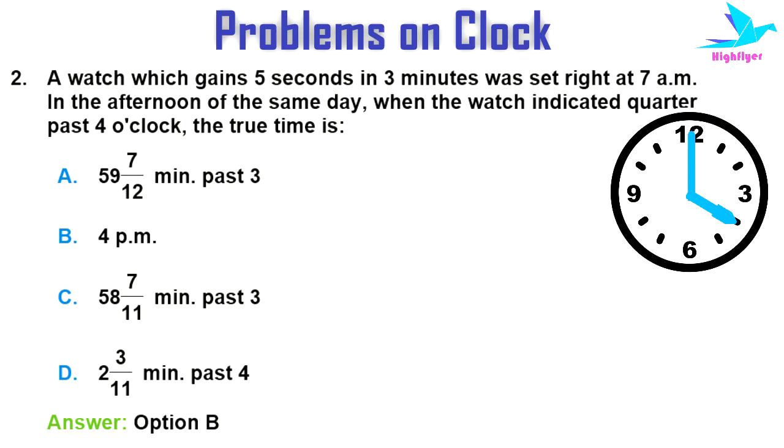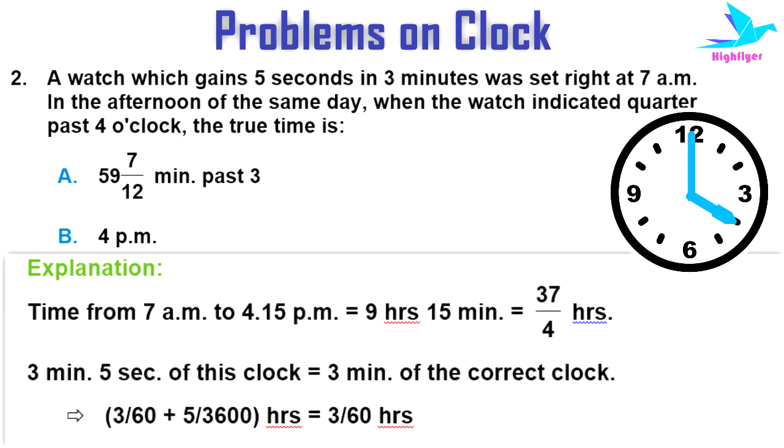Let's see how. So as per the given question, the time between 7 am to 4:15 pm equals 9 hours 15 minutes. That is equal to 37 by 4 hours.